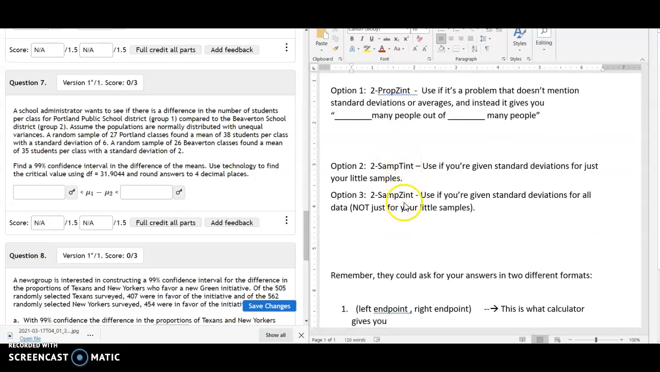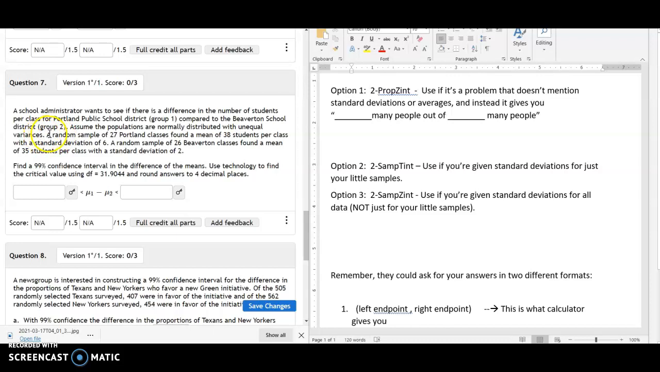They're very, very similar. This is probably the trickiest thing in this section: how do you make that distinction between, do I use a t or a z? The difference comes from zooming in on the standard deviations. Both types of problems will have two samples in them, so that's not the giveaway. The giveaway, how you decide which one to use, is where your standard deviation comes from. For the first one, you're going to use the 2 samp t interval if you're given standard deviations for just your little samples. It's not calculated based on all, it's just from your little sample.